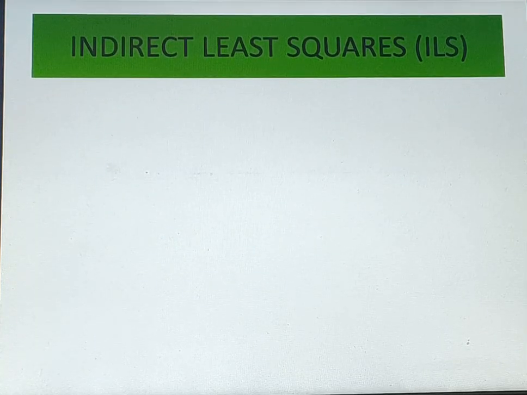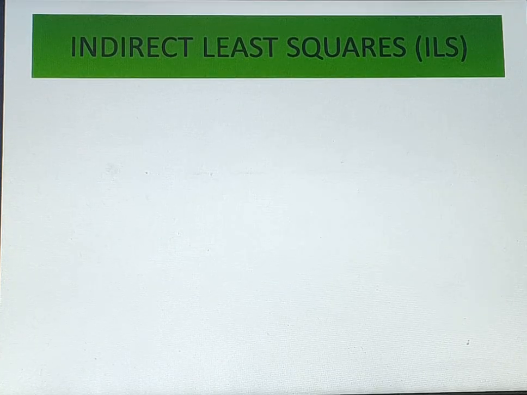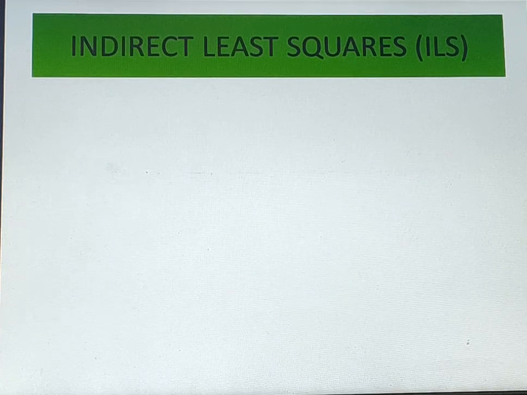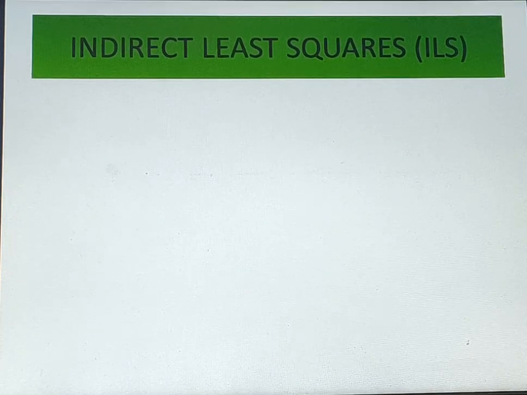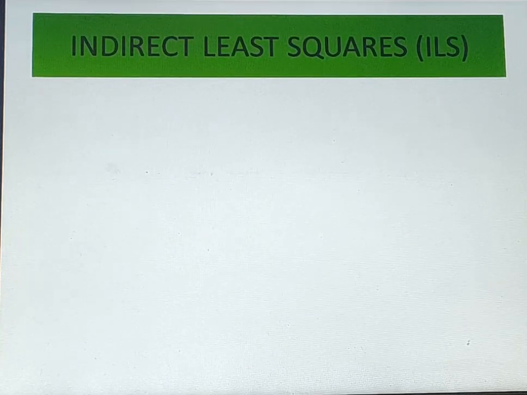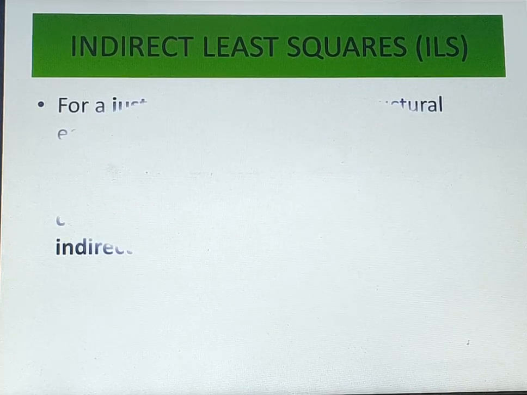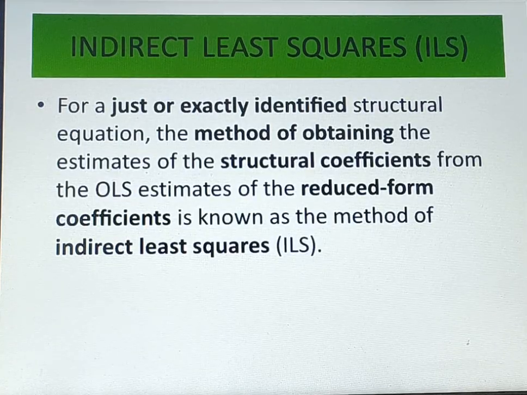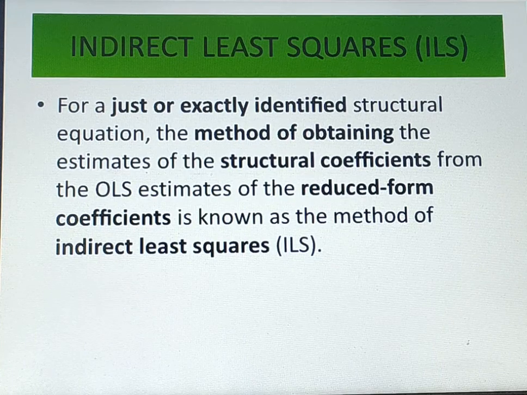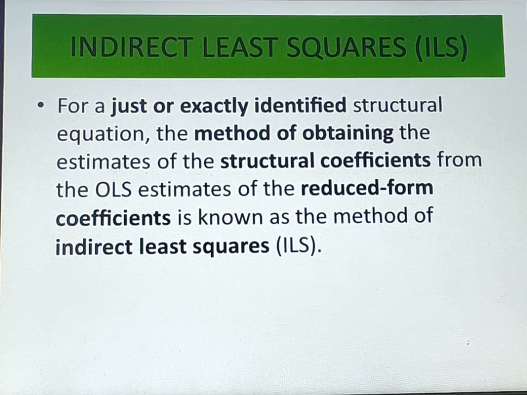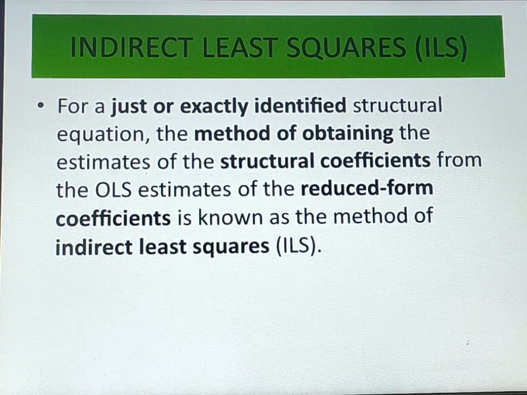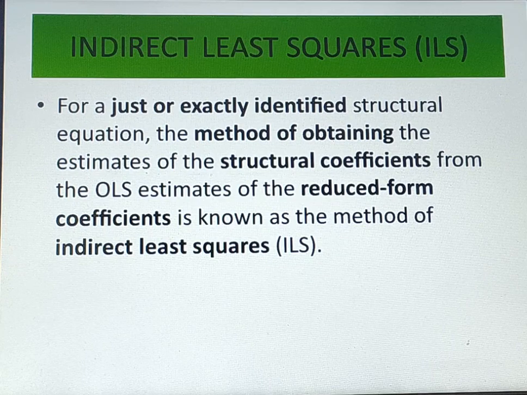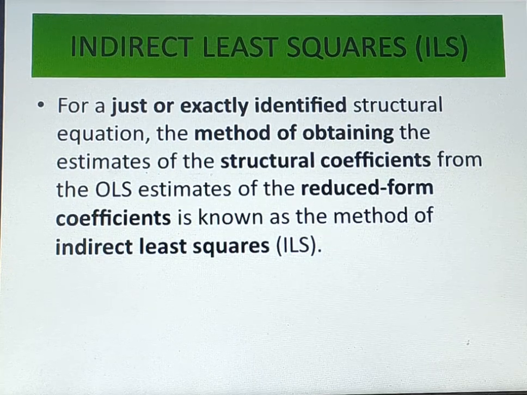Hello everyone, in this video I'll show you how the method of indirect least squares is used to estimate the structural coefficients of the simultaneous equation model. So first of all we should know that this method is only applicable for those equations that are just or exactly identified, which means that this method is not applicable for those equations that are over-identified, and for under-identified equations we know that there is no method of estimation.